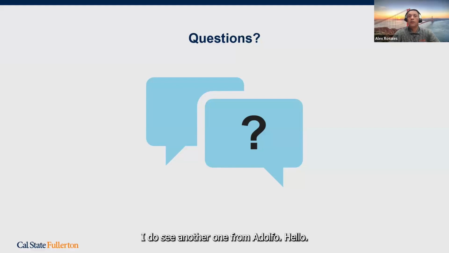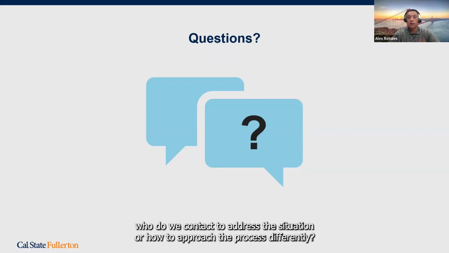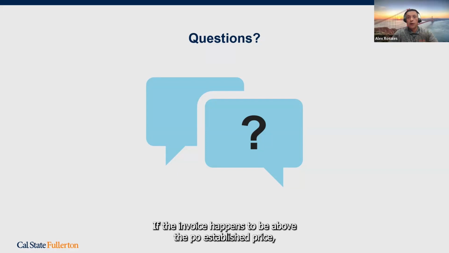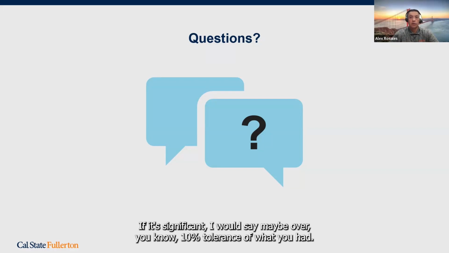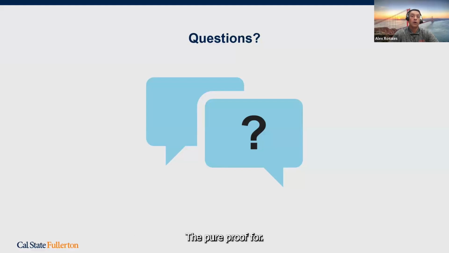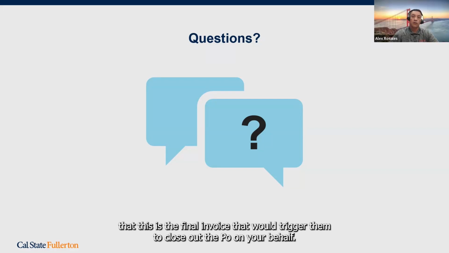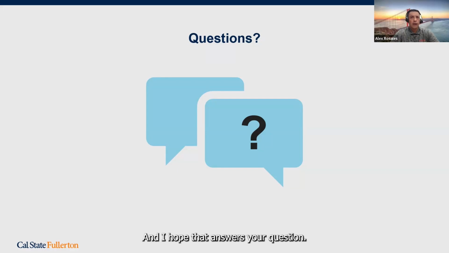I do see another one from Adolfo. Hello, if we receive an invoice that has a different price than mentioned in the approved PO, who do we contact to address the situation or how to approach the process differently? So Adolfo, a couple of scenarios here. If the invoice happens to be above the PO established price, then we would probably need a change order request, if it's significant, I would say maybe over a 10% tolerance of what you had the PO approved for. If it is under, then you could submit that through accounts payable and stipulate on your approved invoice that this is the final invoice, which would trigger them to close out the PO on your behalf. And I hope that answers your question.